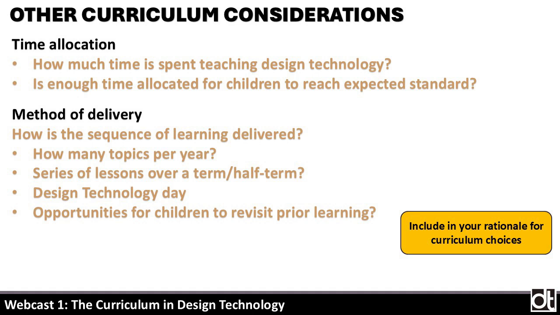Linked to the amount of time allocated to the subject is the method of delivery in terms of how many topics are covered in each year group and how many lessons are used to deliver each topic to ensure curriculum coverage. Also worth thinking about is how the lessons are delivered over a half term. Are they delivered weekly with an opportunity for children to revisit, recall and consolidate previous learning? Are they delivered over a series of lessons during 1 week? Some schools have a DT week each term with every afternoon devoted to the subject, or are they delivered as a design technology day with all the learning compressed into 1 day?